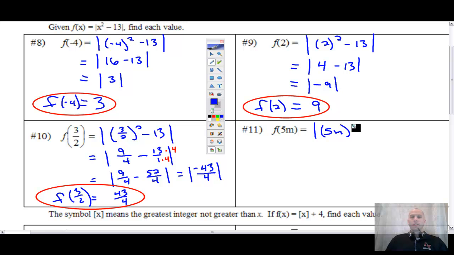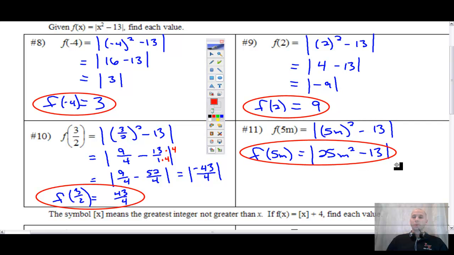Number 11, get the absolute value of the product of 5 and m, squared, minus 13. Squared means times itself. 5m times 5m is going to be 25m squared. 13 is not a like term with 25m squared because this first term has an m squared in it, and the second term doesn't. Since we can't simplify what's in the absolute value, we can't do anything more with this problem. This is as simple as we can get it.